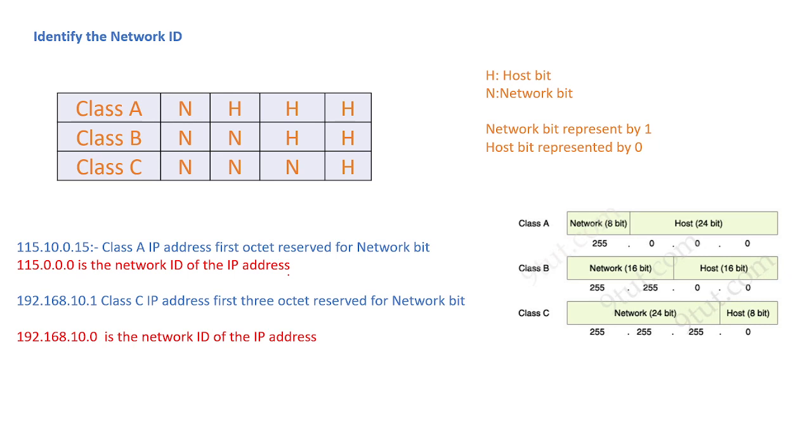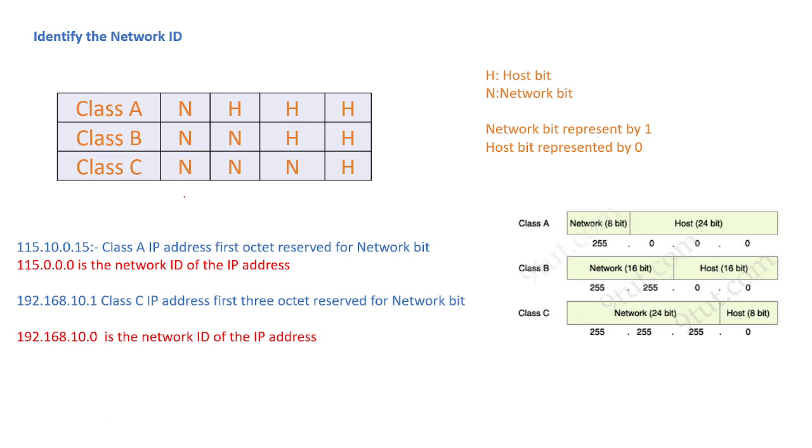If you look at here, class A means what? Network means N. Sorry, sir, I told you. Actually, in the case of class C, yes, correct. See here, I was writing class C.